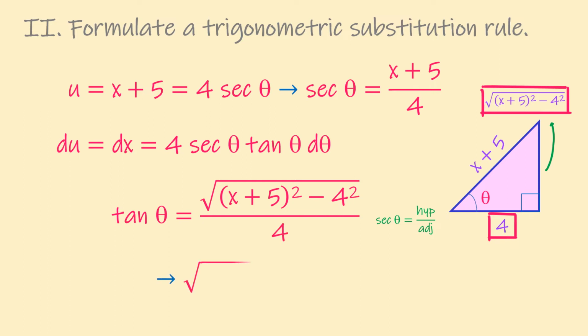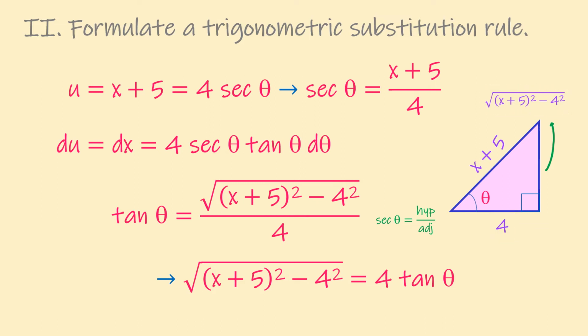This means that the square root of the difference of the square of quantity x plus 5 and 4 squared is equal to 4 times the tangent of theta. We chose to express this quantity in terms of the tangent function because it would be easier to combine and integrate this factor with other factors in the integrand, as we shall see next.